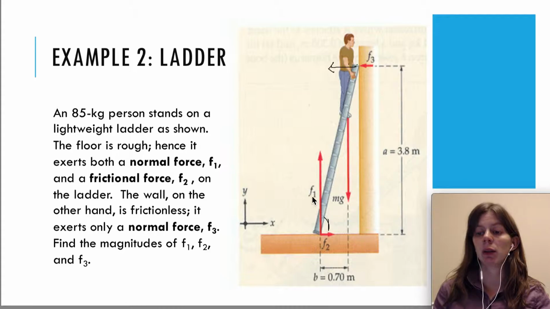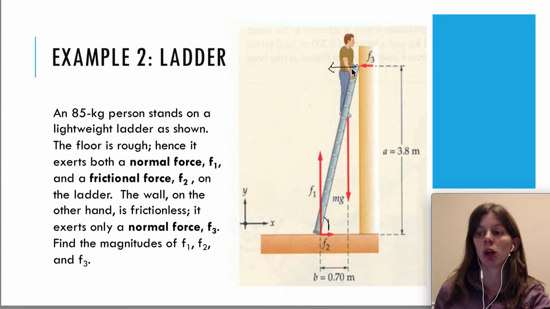We need to find the magnitudes of F1, F2, and F3. So there are a lot of unknowns here. Let's go through our steps. The first step is to draw all of the forces. They have already been drawn for us on this diagram, but I'll go ahead and draw them again just because I don't like to use the original picture and all the extra stuff that is on it.